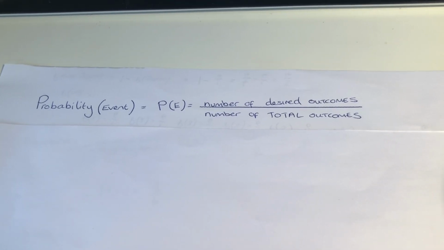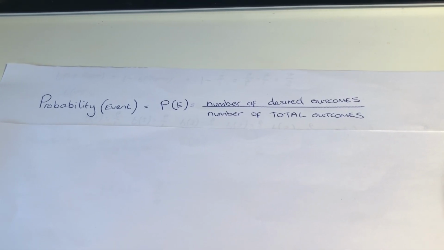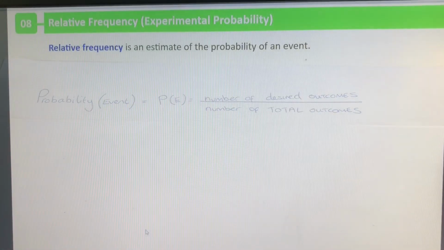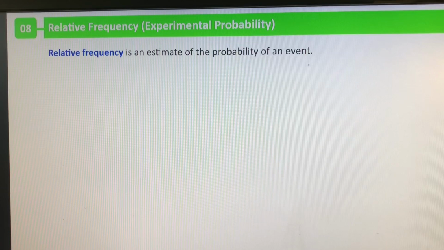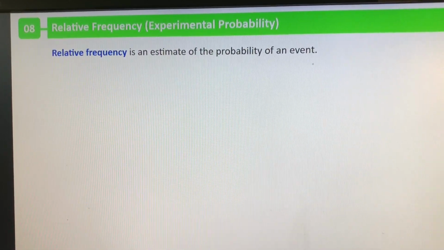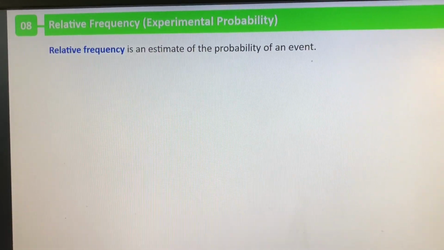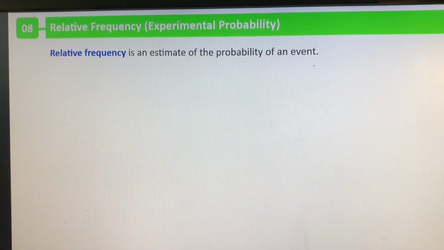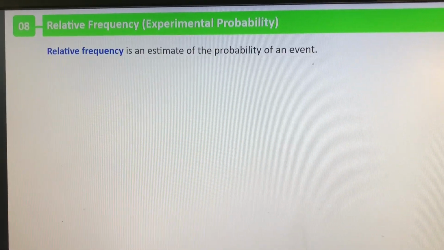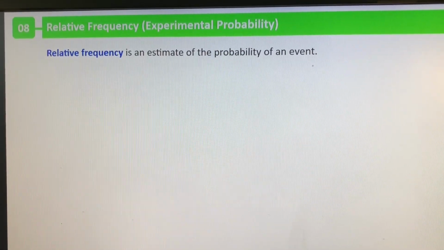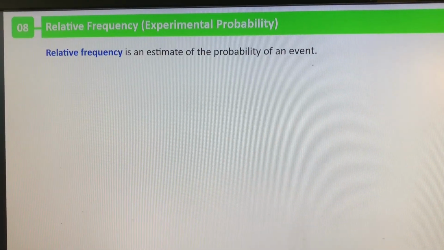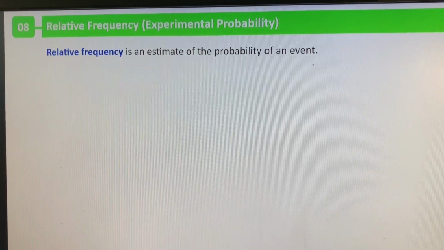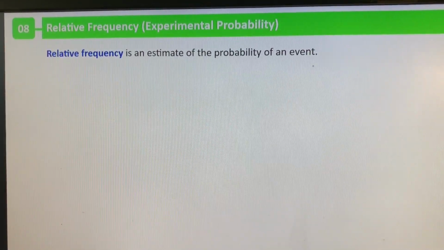But there's another way that we could do it, and that's experimental probability. Experimental probability, or relative frequency, and it appears as relative frequency more often in the Junior Cert exam. It's a rough estimate, so an approximation of the probability of an event. And this is used for when it's quite tricky to use theoretical probability.